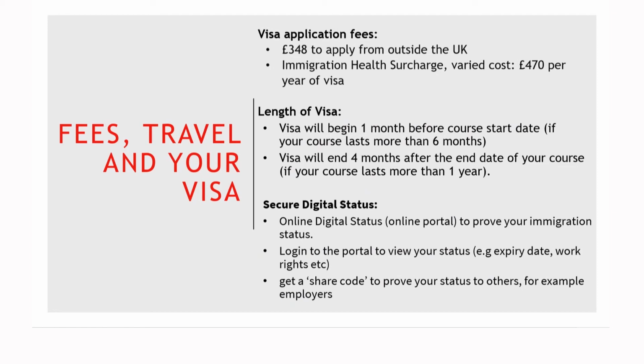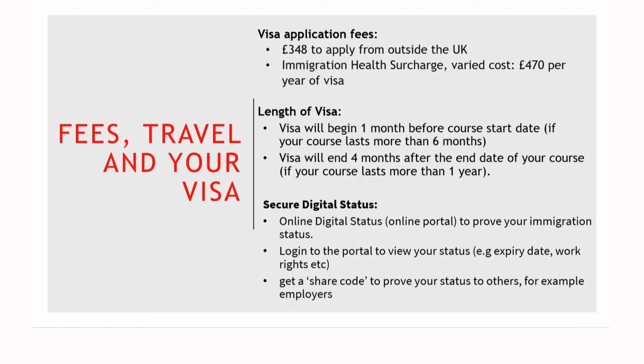But if you're studying a 3-year undergraduate degree, you need to budget for £470 for each one of those years, and obviously the £348 to apply for your visa. So that's going to be quite a substantial cost. So you need to have kind of £1,700 to £2,000 ready to be able to pay for that at the time you apply.